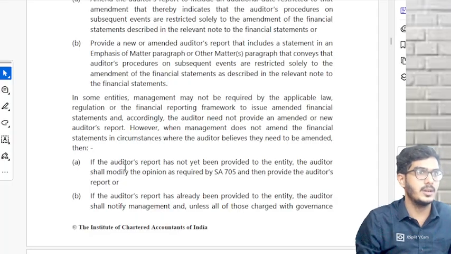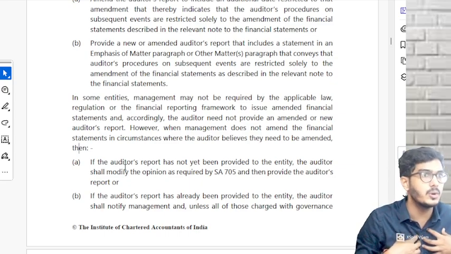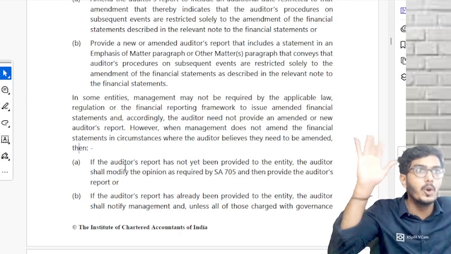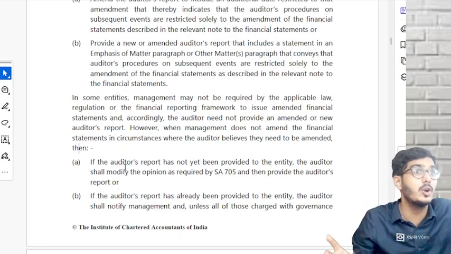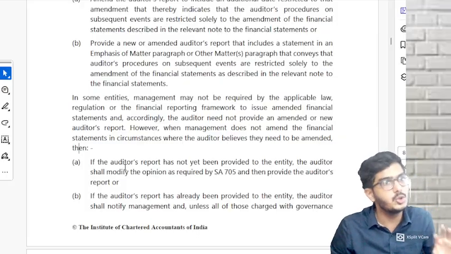The first option: the report is still with you only. If the report is still with you only, what will you do? You will amend the report. Change your opinion, because management is not ready to amend the FS. Then your report is based on the old FS. It is wrong. So change your opinion.